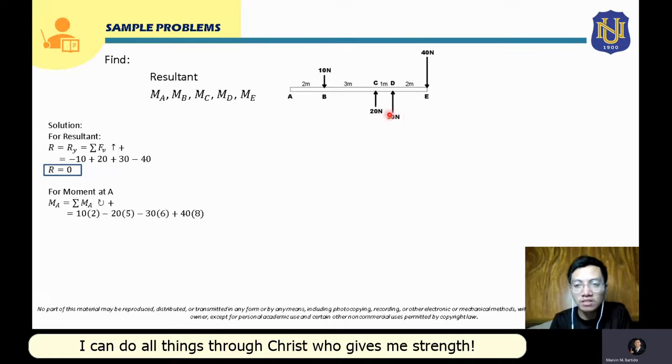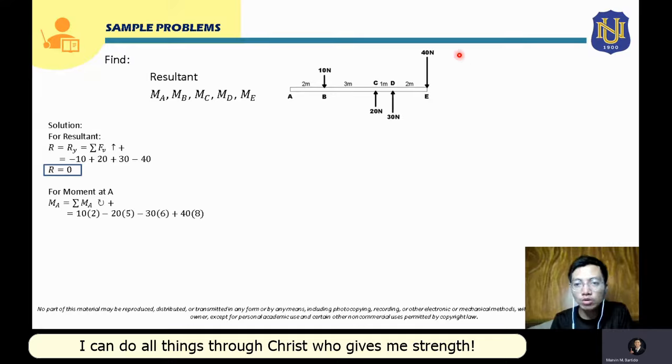Now, for your 30 Newton force, it will have a moment of 30 times its moment arm. So its moment arm will be 1 plus 3 plus 2. So that will be 6 meters. So that will be 30 times 6. And it will have a counterclockwise rotation about point A. That's why it will be negative here.